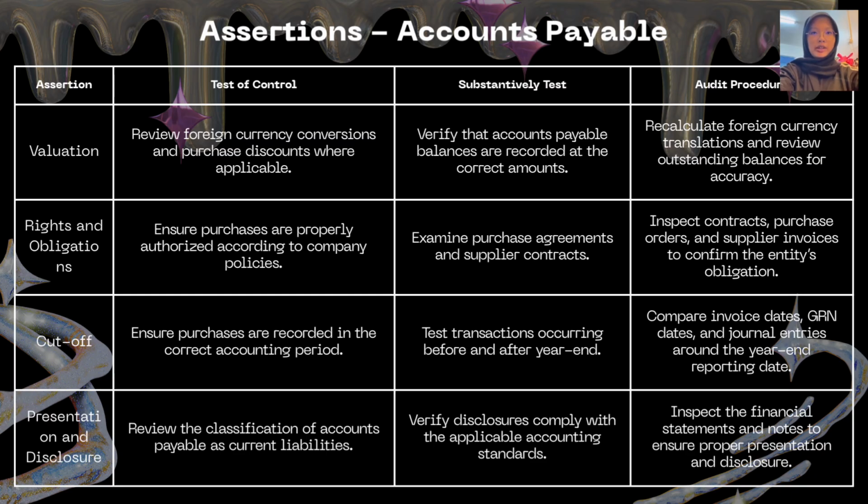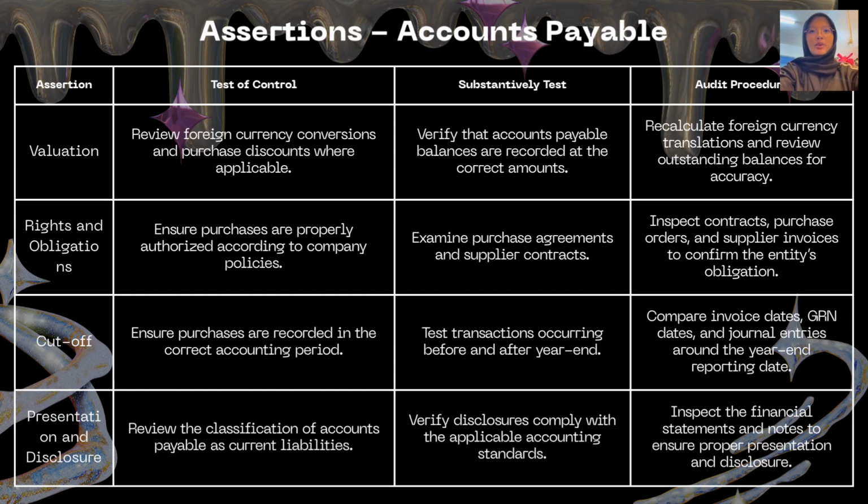Next is cut-off. The objective is to ensure transactions are recorded in the correct accounting period. This is particularly important around the financial year end because mistakes can affect both profit and liability. For the test of control, the auditor checks whether the purchases are recorded in the correct accounting period. For the substantive test, the auditor examines transactions before and after year end. The audit procedures include comparing invoice dates, goods received notes, and journal entries.